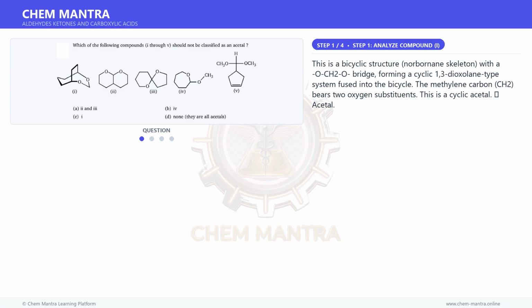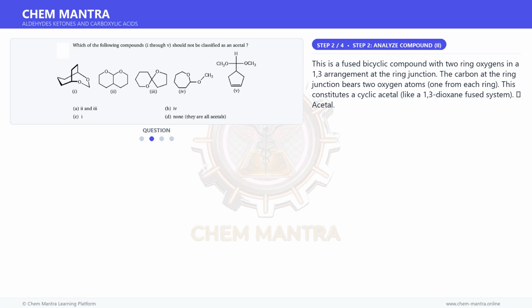This is a bicyclic structure, norbornane skeleton, with an OCH2O bridge forming a cyclic 1,3-dioxolane type system fused into the bicycle. The methylene carbon, CH2, bears two oxygen substituents. This is a cyclic acetal.